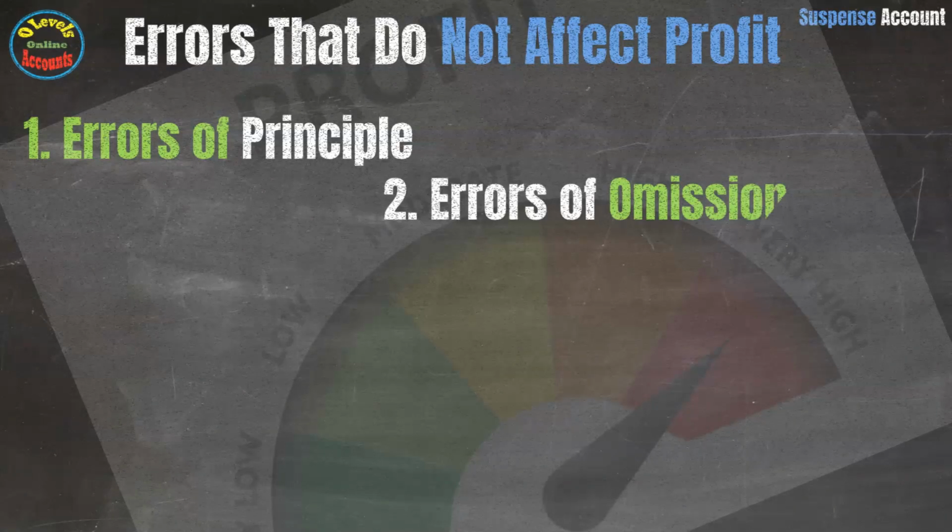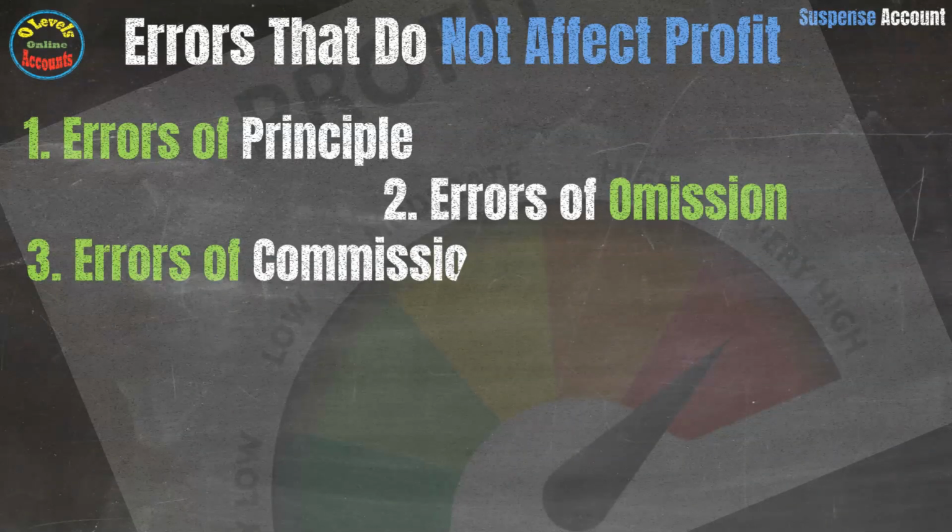Number 2, errors of omission. These occur when a transaction is completely left out from the books of accounts. Since both the debit and credit sides are omitted, the error does not affect profit calculations, as no revenue or expense has been recognized.